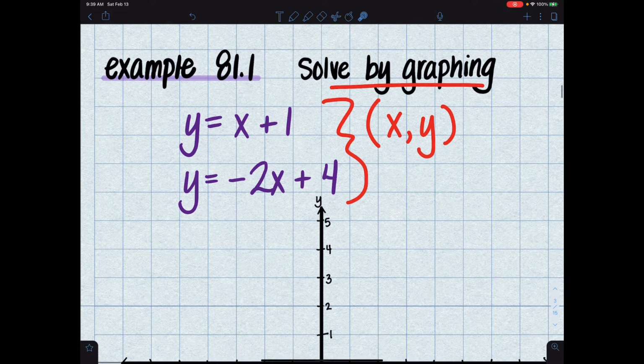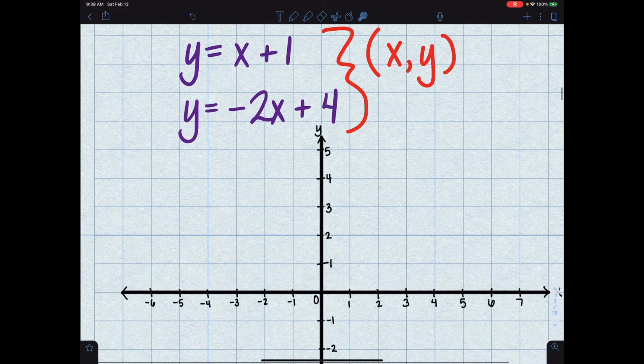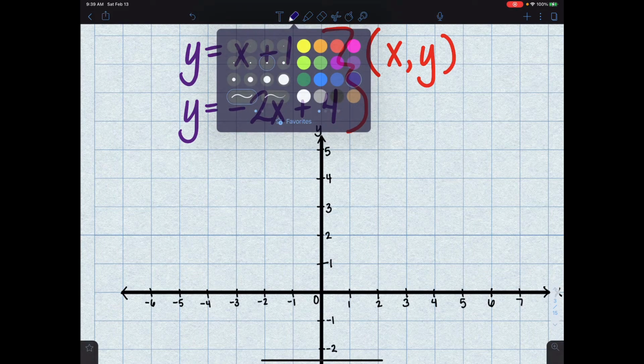Okay, so they want us to graph both those lines. So if we graph y equals x plus 1, let's see, how can we graph it? All right, so it says in the book, we can use two different methods for graphing the lines. First, you can plot points, so you can just pick a random x and see what y it's going to be. For example, let's graph this first line in blue.